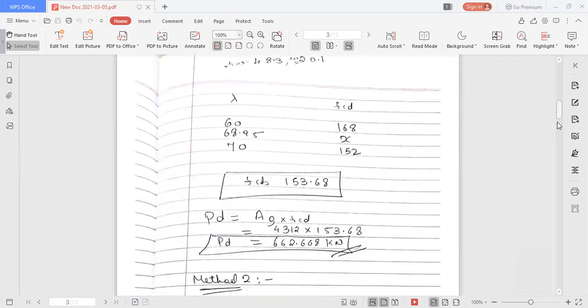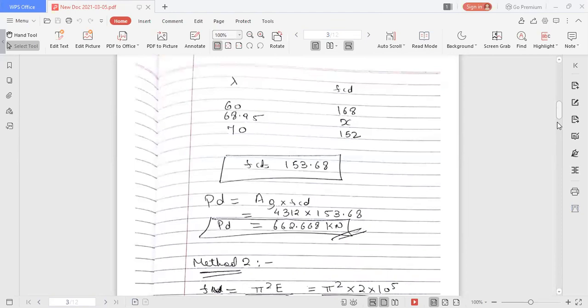As we have seen in the morning itself, there are two methods for calculating the FCD. This one is the shortest method, so we will see this method to calculate FCD. Lambda की value आपकी आई है 68.95. The smaller value over here is 60 and the larger value is 70. This we have taken from IS 800-2007. लैम्बडा 60 के लिए FCD की वैल्यू है 168. And for 70, the higher one, the value for FCD is 152.